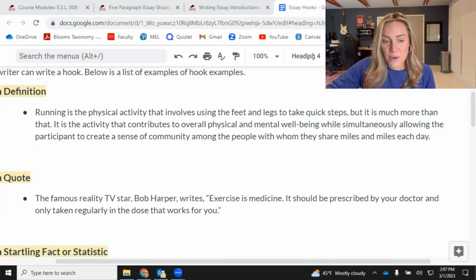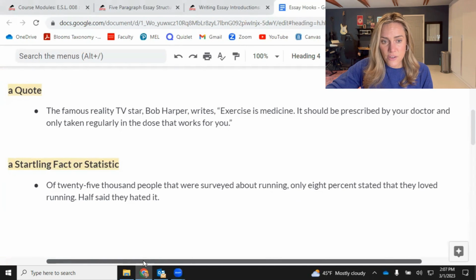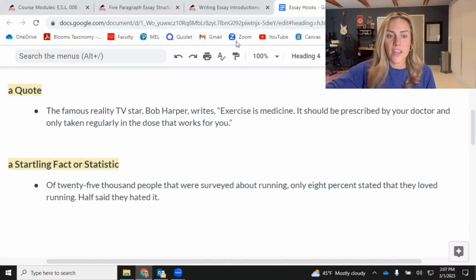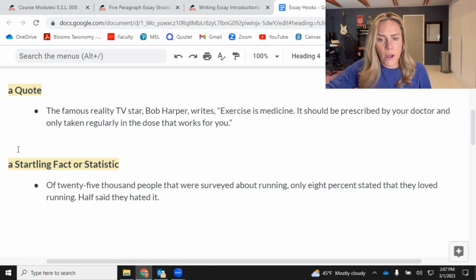Another way you can start a paper is by using a quote. So here's an example of a quote. And again, imagine it's on the same paper about running and the health benefits of running. The famous reality TV star Bob Harper writes, "Exercise is medicine. It should be prescribed by your doctor and only taken regularly in the dose that works for you." Now, this quote is a really exciting way, I think, to start this paper about running and health benefits. So what I would do if I use this quote is then I would transition into my point about how running is beneficial to health.